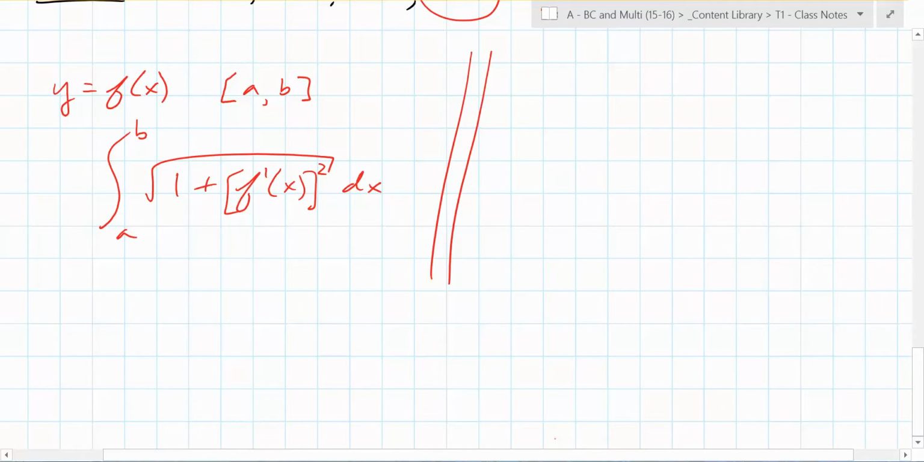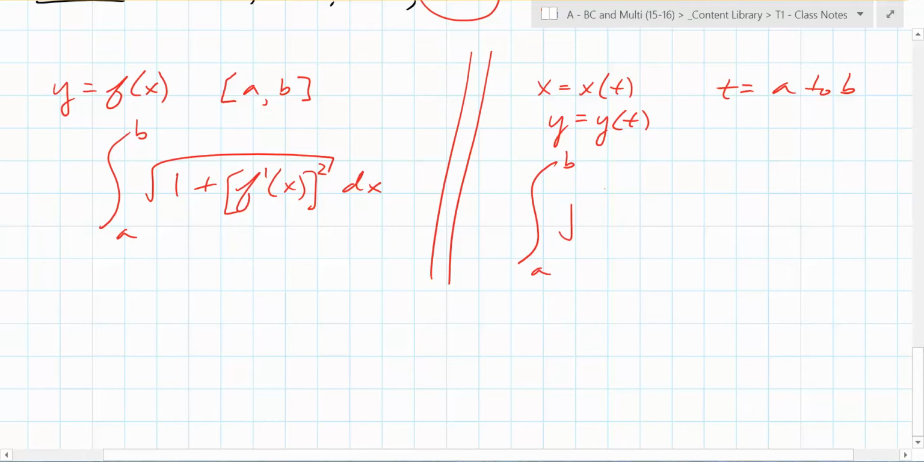Writing a function, what's the other way? Parametric. So you have x equals x of t and y equals y of t, going from time t equals a to b. Do you remember what the formula is there? The integral from t equals a to b of the square root of (dx/dt) squared plus (dy/dt) squared, dt. Correct. Those are the two arc length formulas.